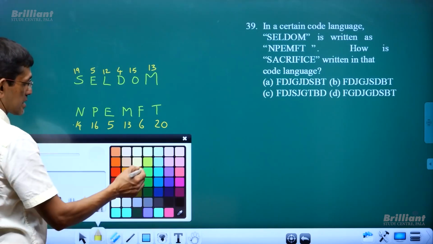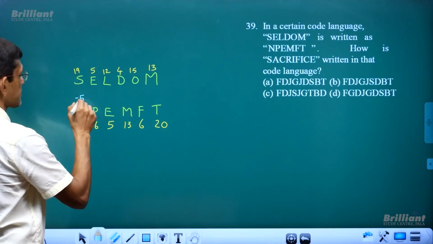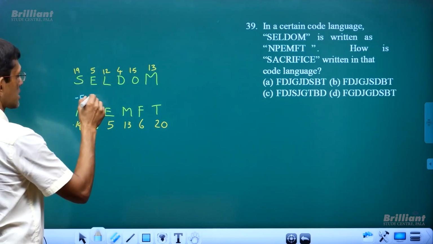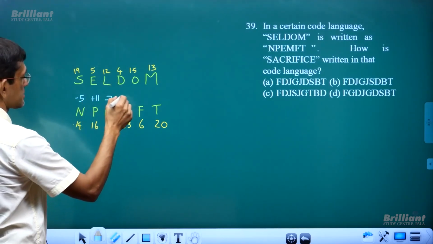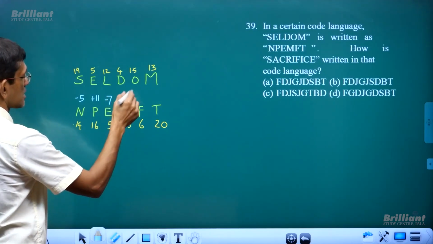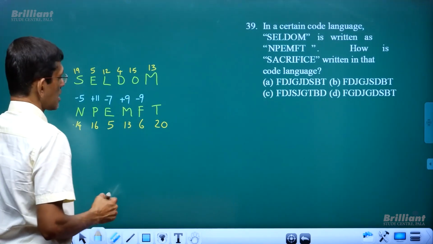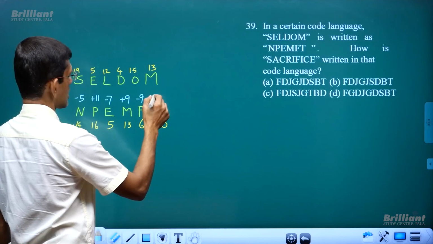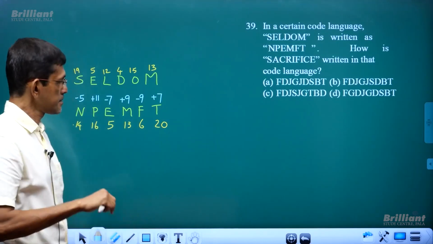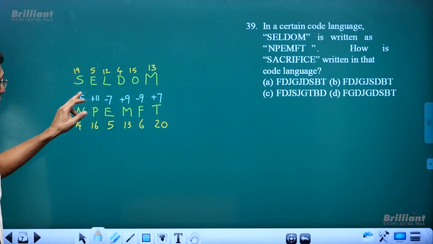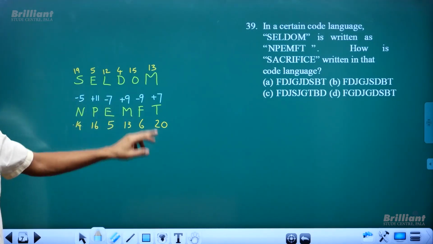So when you look at the pattern, what we see here, S is 19, 19 and 14, it's minus 5. 5 and 16, how much is that? Plus 11. 12 and 5, so minus 7. 4 and 13, plus 9. 15 and 6, minus 9. And 13 and 20, plus 7. So here, minus 5, plus 11, minus 7, plus 9, minus 9, plus 7.